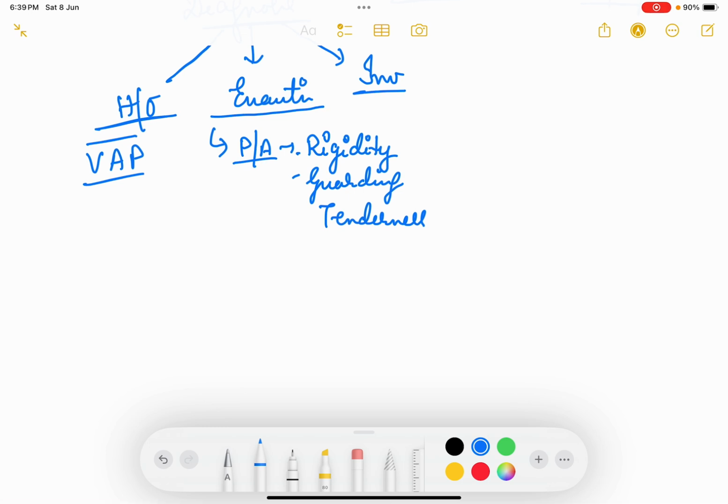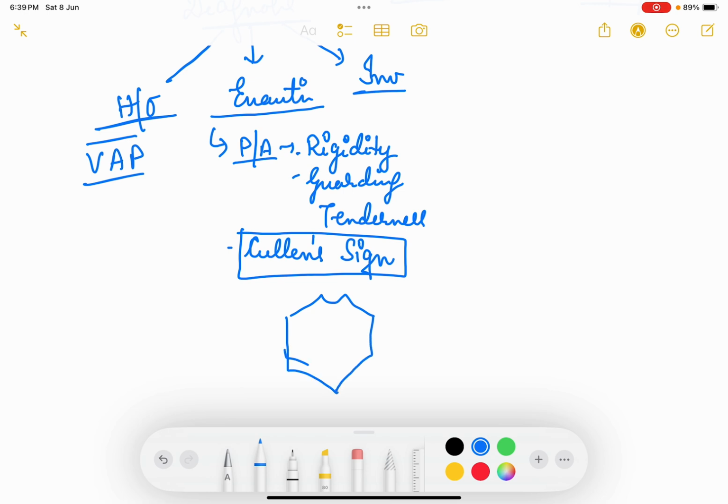At the same time, you should always remember there is one sign called Cullen's sign, very important. What is Cullen's sign? Cullen's sign is bluish discoloration around the umbilicus. The patient might have bluish discoloration around the umbilicus, which is found in patients of ectopic pregnancy. This is suggestive of hemoperitoneum. When there is a ruptured ectopic, the patient might have this.